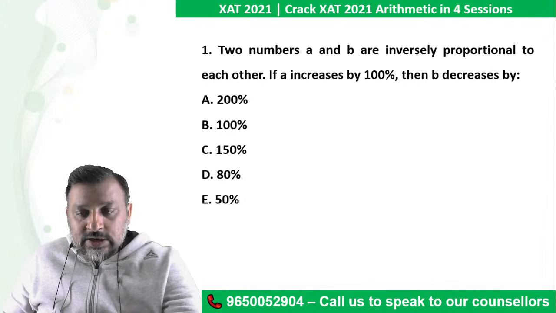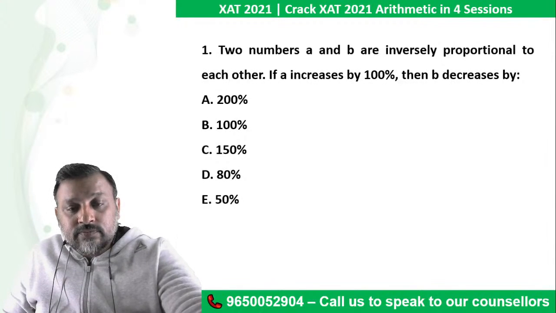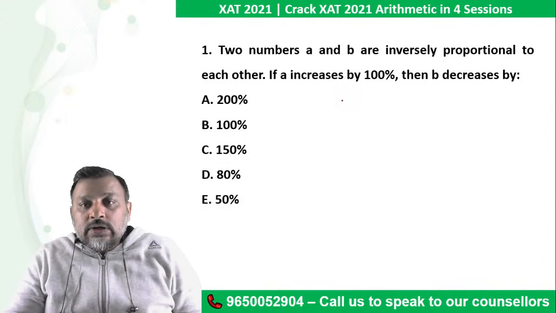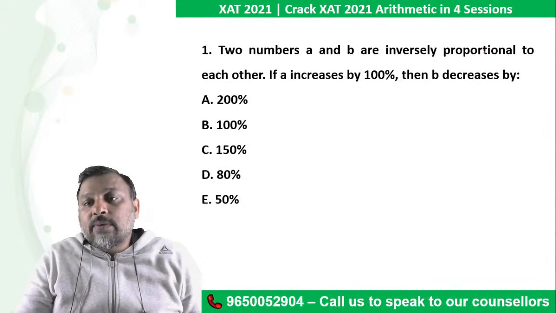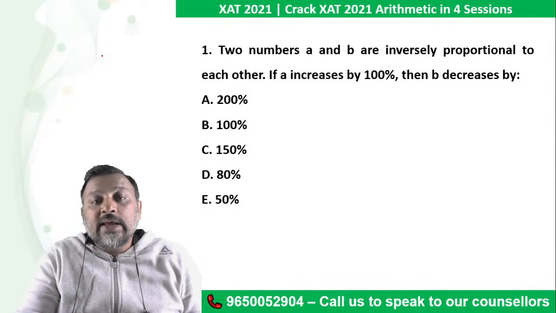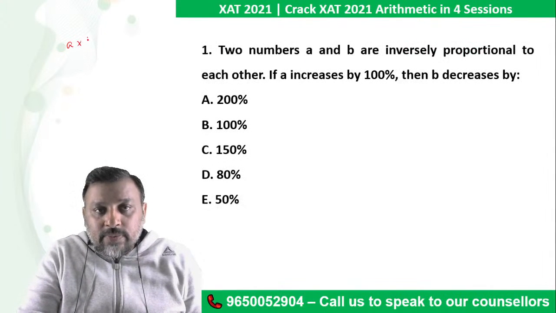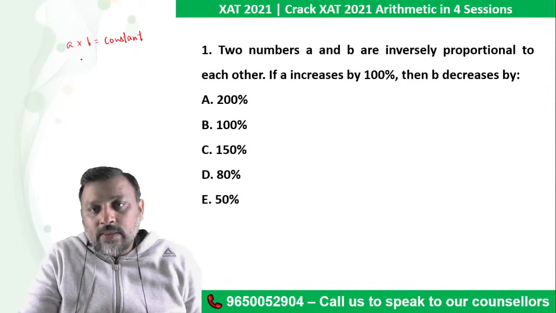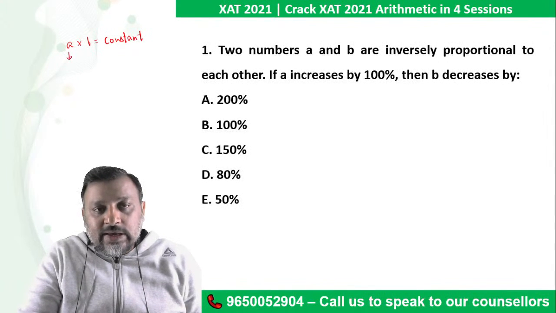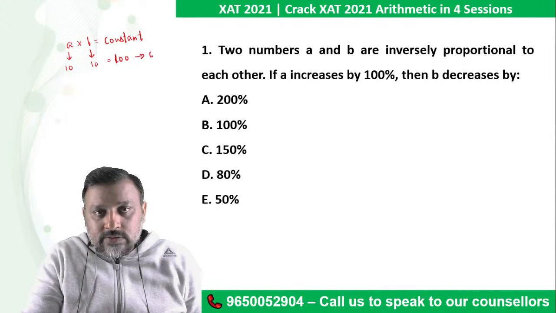Okay, Manjusha is getting E. Very good, Manjusha. It is correct. See, it is given A and B are inversely proportional. So if two quantities are inversely proportional, their product is constant. This is the definition of inverse proportionality. So we can assume any values of A and B. If I say A is 10 and B is also 10, their product would be 100, a constant.